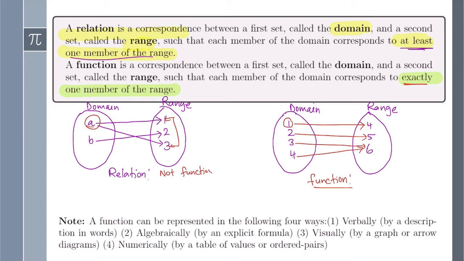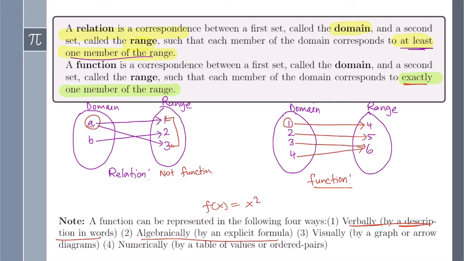The first one is verbally, or you can just write the description in words and you can represent that relation as a function. We can also represent a function algebraically by writing a formula. So for example, we'll see that later. So f of x equals x squared or something like that. Okay, we can write an explicit formula, and represent a function in an algebraic way.